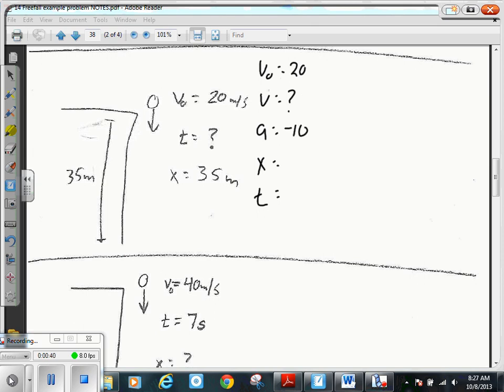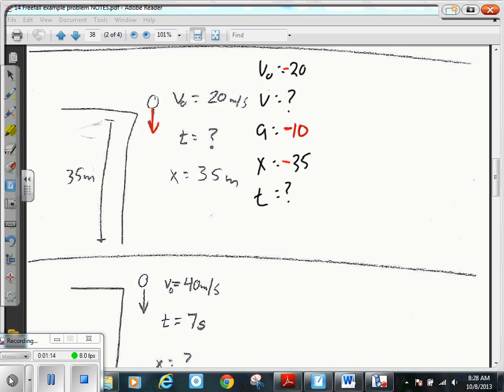Uh-oh. There's something that doesn't actually work here. What did I do, or what did I not do? I didn't say that this was negative, right? Because you can see that there's a direction there. And since I said my acceleration is negative 10, which is also in that direction, I need to make sure I follow my convention throughout the whole entire problem. So that means I have a negative here too, right? So I got a negative 35, and then my time is what I'm looking for.